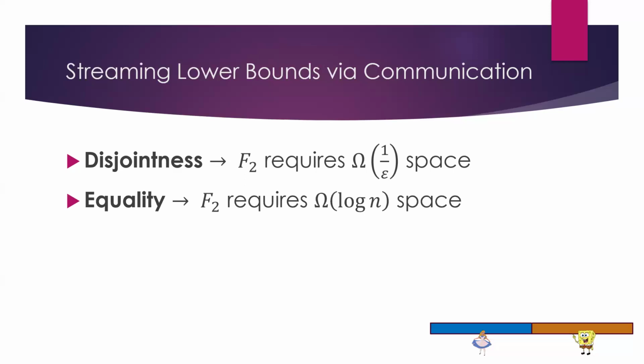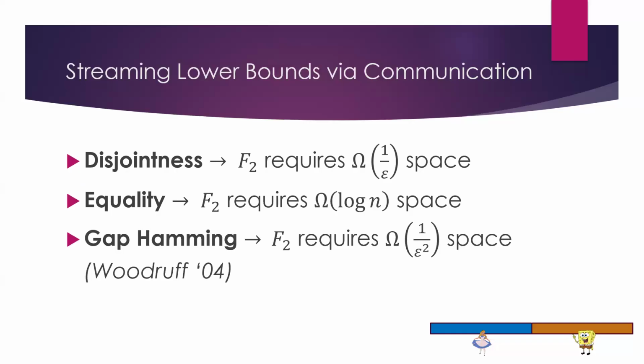So those two bounds are extremely easy to get. Log n plus 1 over epsilon, so without the square form. To get the 1 over epsilon squared instead of 1 over epsilon, we still needed exactly the same recipe, but a slightly more complicated communication problem. So here David Woodruff came up with something called the gap Hamming distance problem. So this is just a slightly more complicated communication problem, but then the reduction is exactly the same.